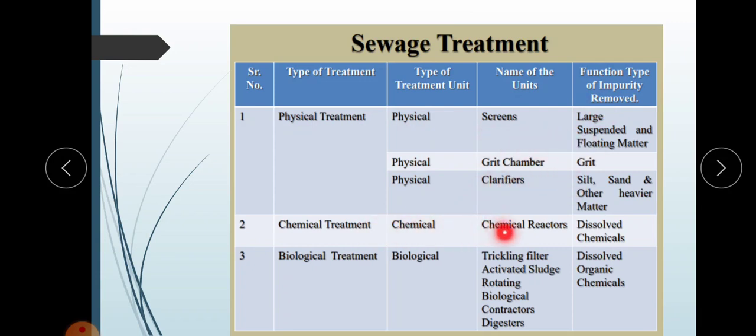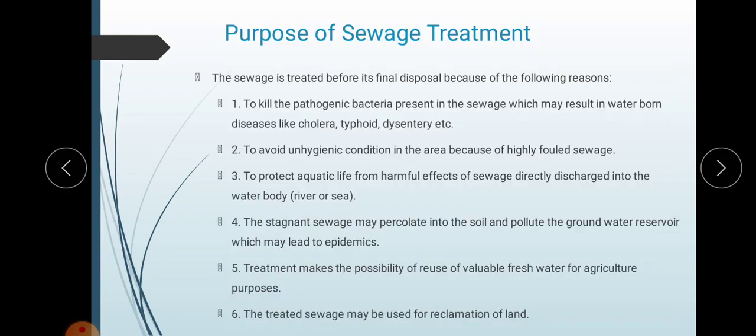Next, chemical treatment means we will be adding some reagents to remove the impurities. Next, biological treatment. Examples of units where biological treatment is taking place are trickling filters, activated sludge, biological contactors, digesters, etc. Okay, so we can discuss all of this later.